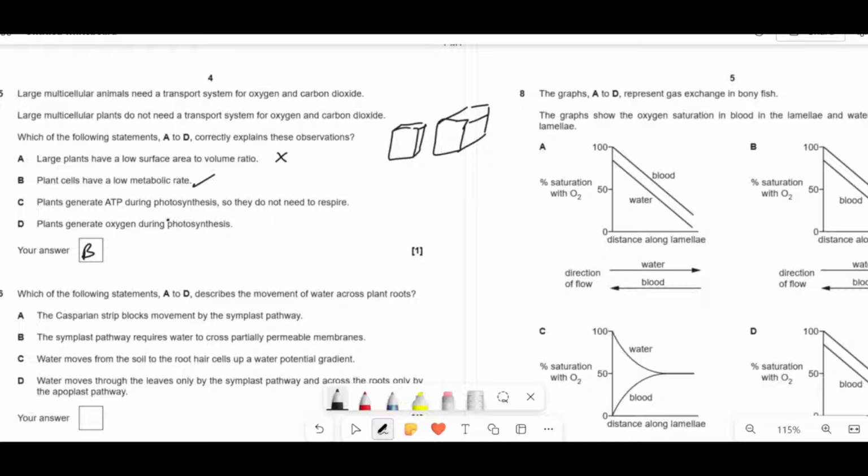Plants generate ATP during photosynthesis, so they do not need to respire. No, because the ATP is used for the Calvin cycle, etc., and it's not enough to keep them going. And then plants generate oxygen during photosynthesis. That doesn't really explain anything because they will then use it for respiration as well, but that doesn't explain why they don't need a transport system, so it has to be B.